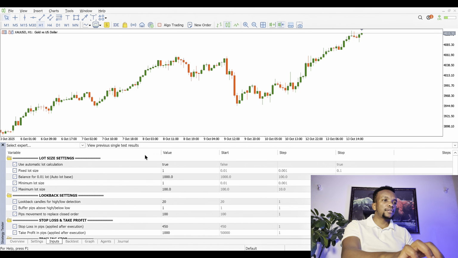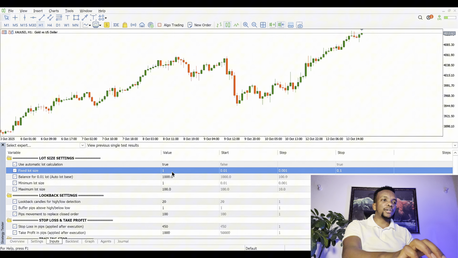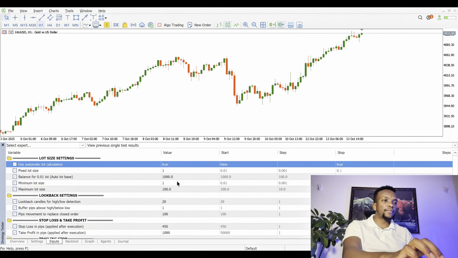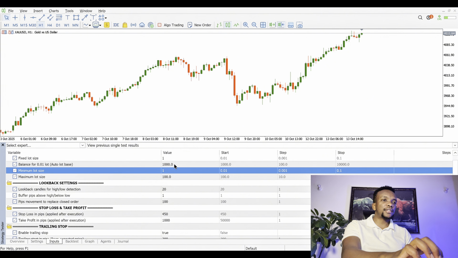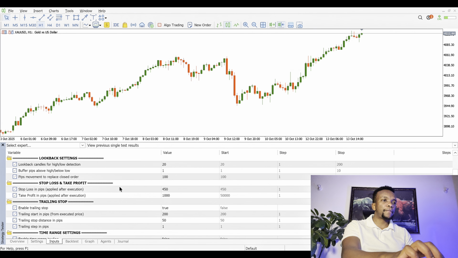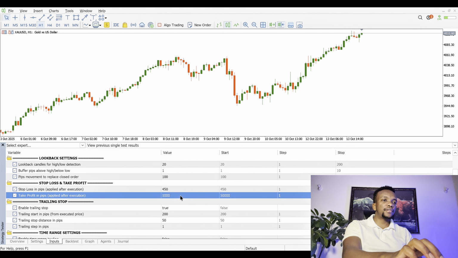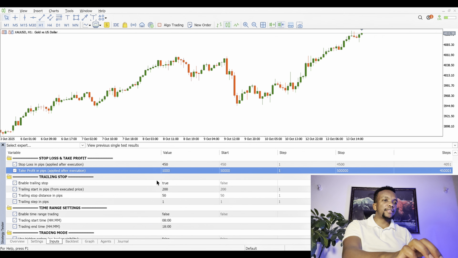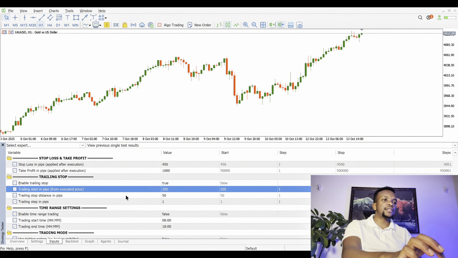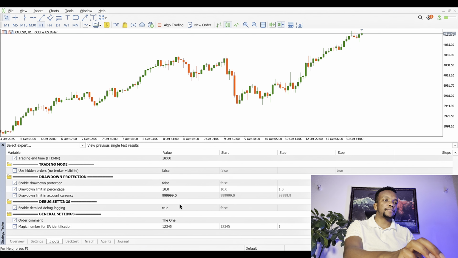Here are the inputs. It has lot size settings, so you can set the lot size that you prefer. The starting balance is 1000 USD. Then there's the stop loss and take profit. The stop loss is at 450 and the take profit is at 1000. Then there's the trailing stop loss, which is true. The first trailing stop loss will be at 200, then the trailing stop distance will be at 50.